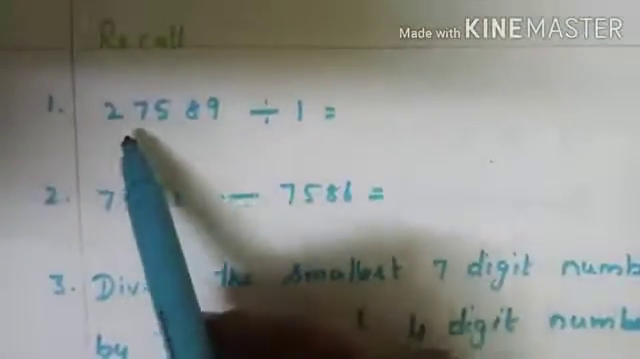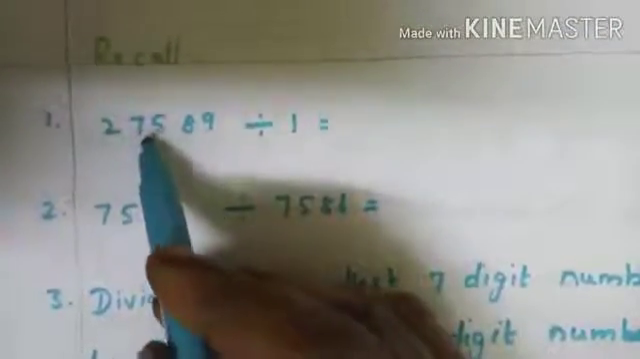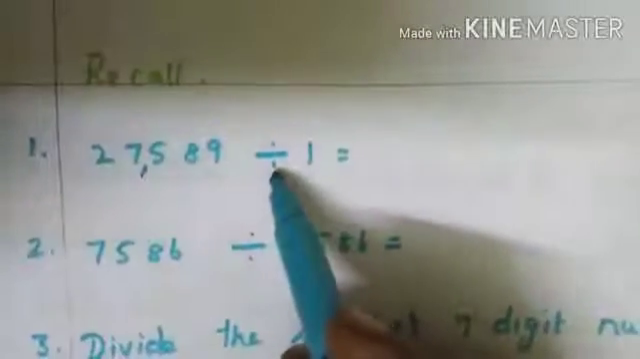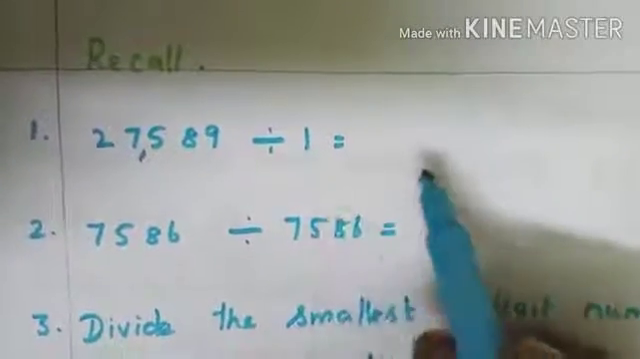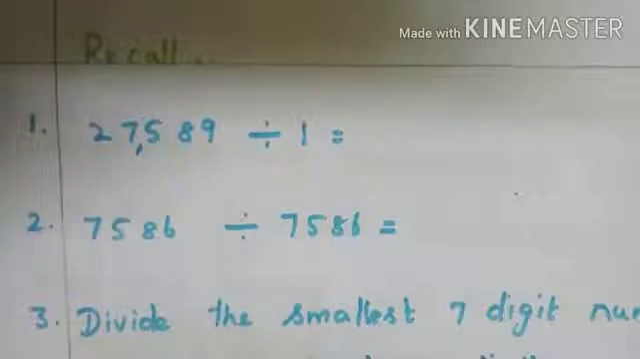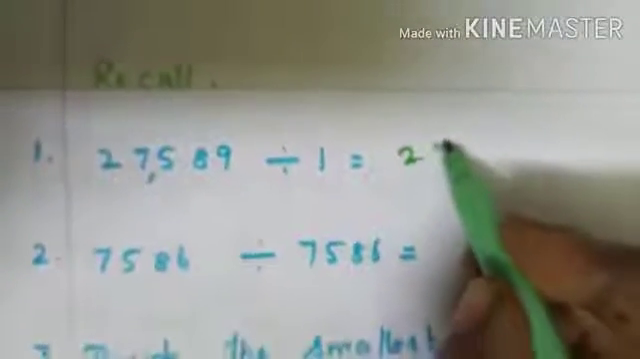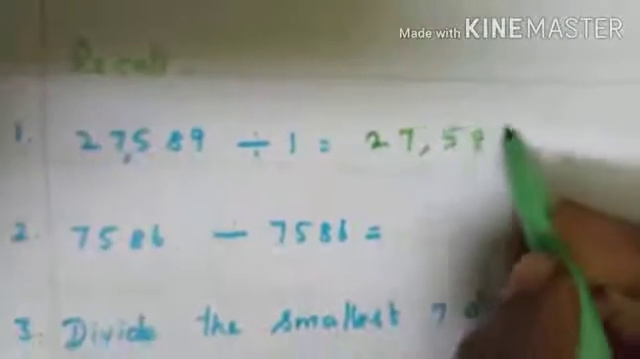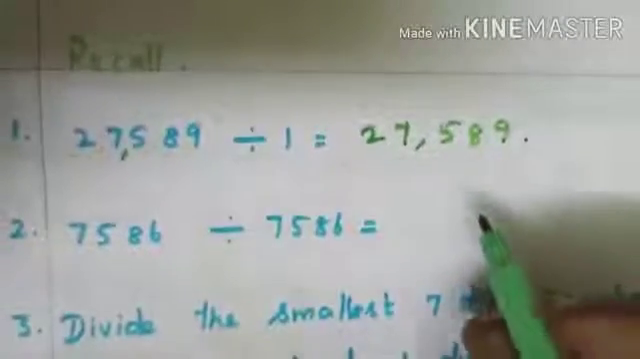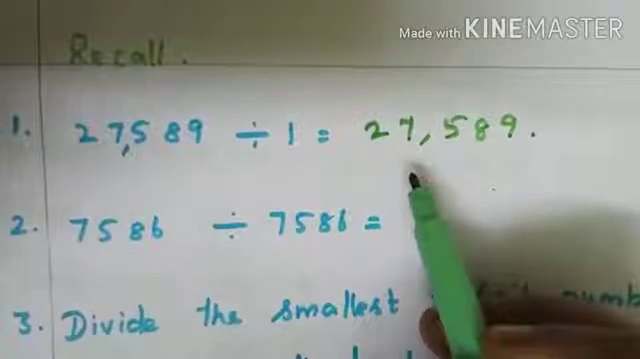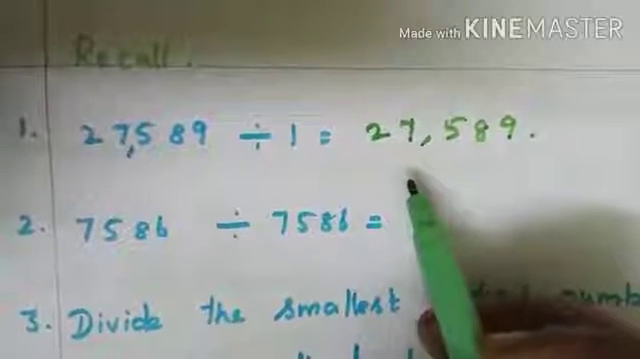Recall. 27,589 divided by 1 equal to dash. Therefore, when a number is divided by 1, what will we be getting? The same number, isn't it? Yes, very good. So you have to keep it in mind. This is a property of division.